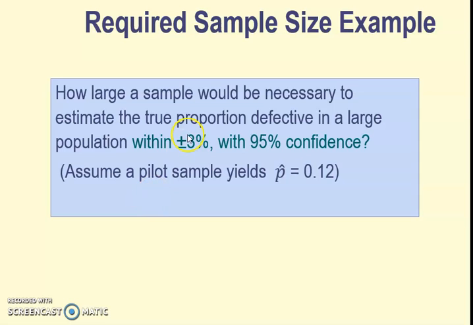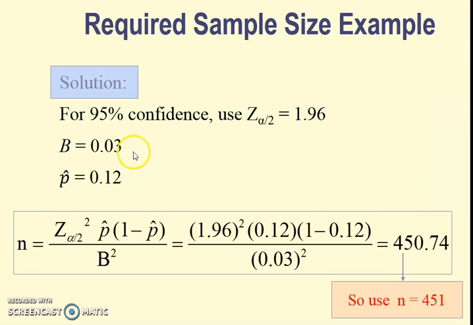So for example, how large a sample would be necessary to estimate the true proportion defective in a large population within plus minus 3%? So this 3% is the B, with 95% confidence. So alpha will be 5%. And assume a pilot sample gives p hat equals 0.12. So 95% confidence means alpha equals 5%.